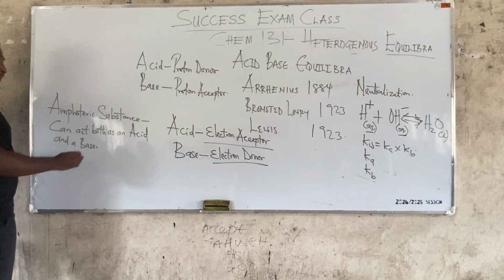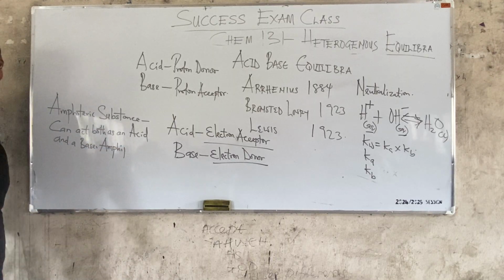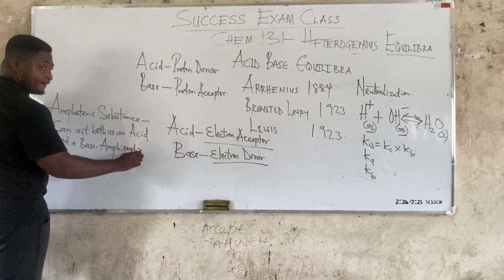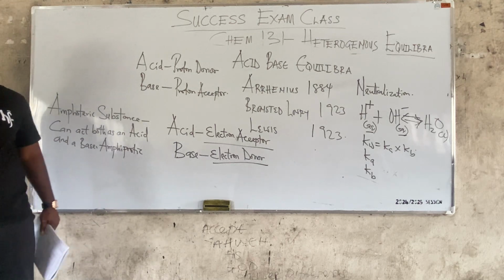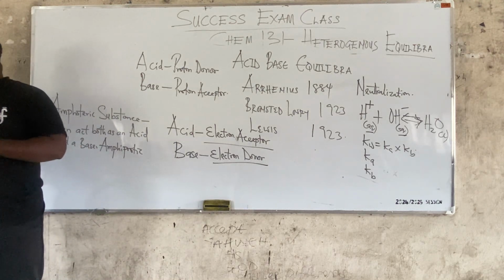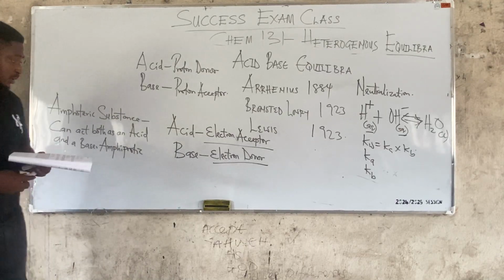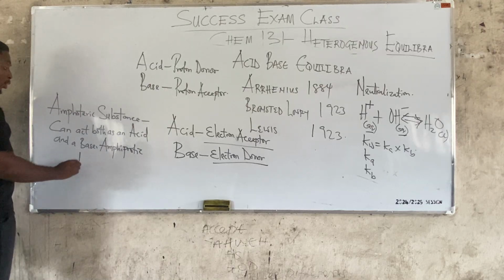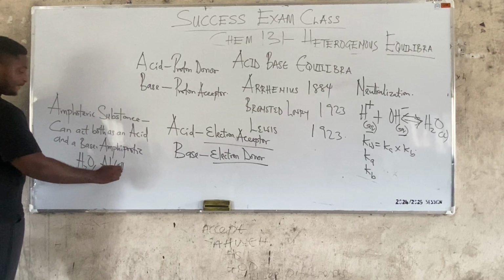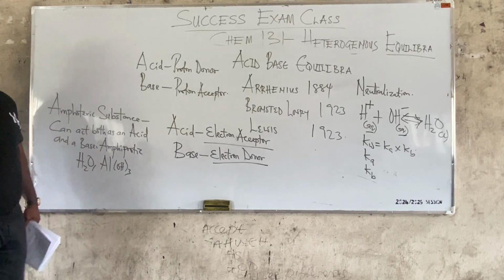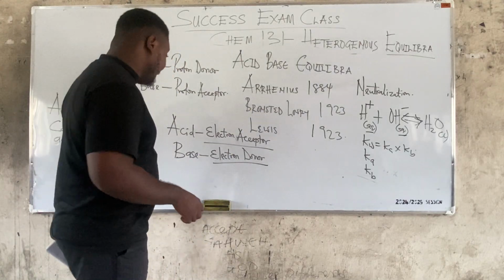Another name for amphoteric substance is amphiprotic substance. A good example of an amphoteric substance is water. Another good example is Al(OH)3. They can act both as an acid and as a base.